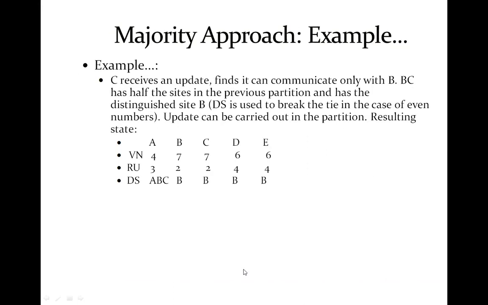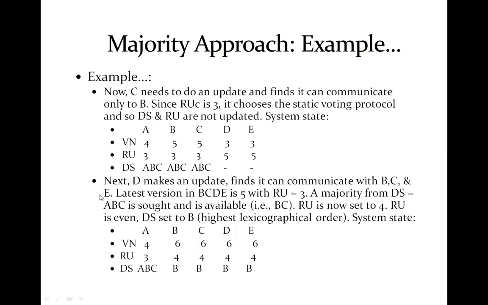Now, suppose C is going to receive an update. Then again it tries to find out to whom it can communicate. So C can communicate only with B. It finds that it can communicate only with B.